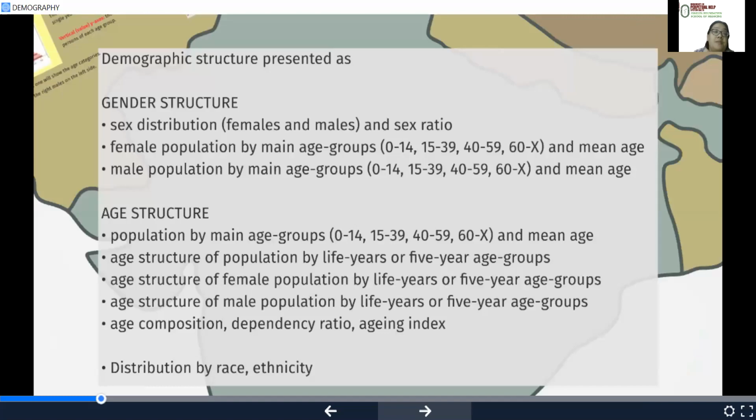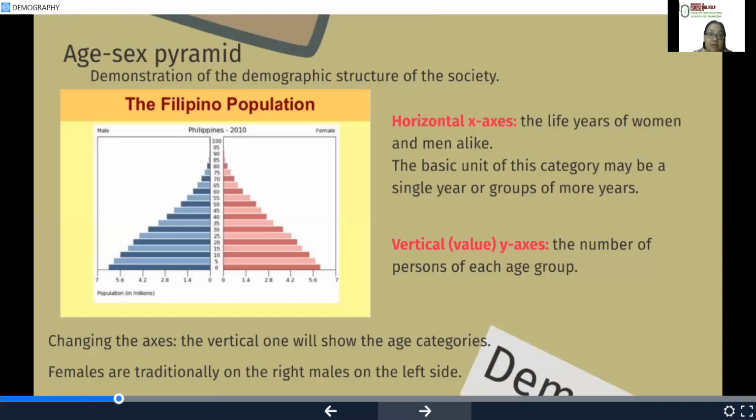So, demographic structure presented as the gender structure would be sex distribution and sex ratio, age structure, as mentioned. So, there are a lot of age structure by population, by female population, age dependency ratio, etc. So we often see in demographics the age sex pyramid. So this is the demonstration of the demographic structure of the society.